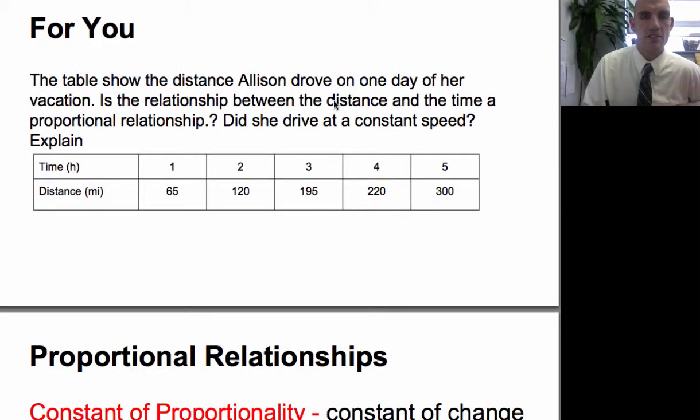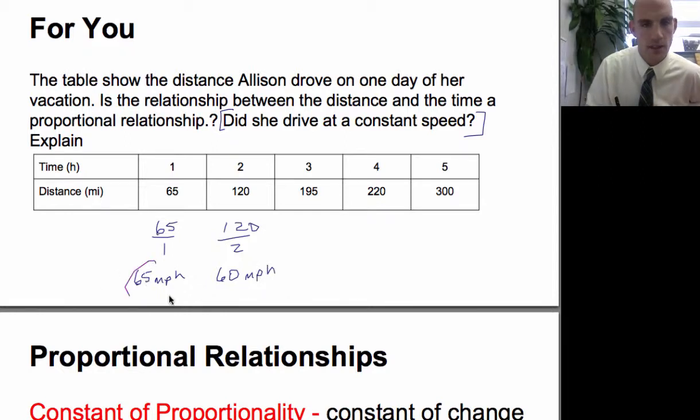The table shows the distance Allison drove on 1 day of her vacation. Is the relationship between distance and the time a proportional relationship? Did she drive at a constant speed? Well, 65 miles in 1 hour, so 65 miles per hour. Then 120 for 2 hours equals 60 miles per hour. Well, notice, these are not the same. These are not equal. So it's not proportional.